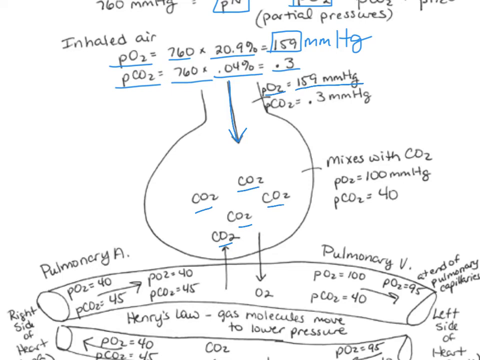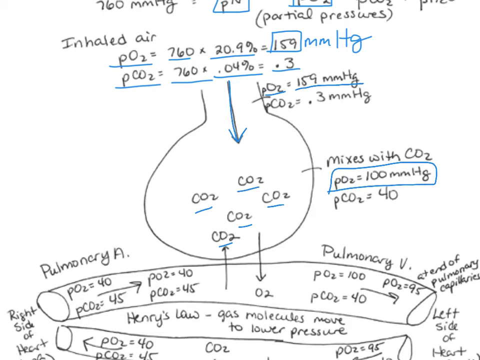So when it mixes with the other gases, the other carbon dioxide, the partial pressure is going to drop. So the partial pressure of oxygen in the alveolus is going to drop to 100 millimeters of mercury. Okay? Just because it's mixing with all those other carbon dioxide molecules.